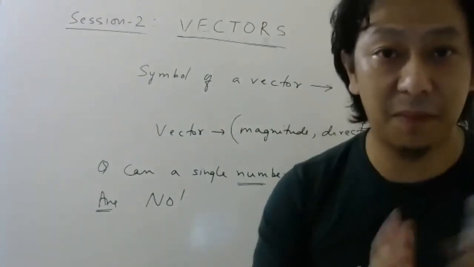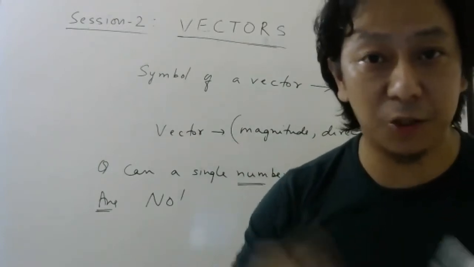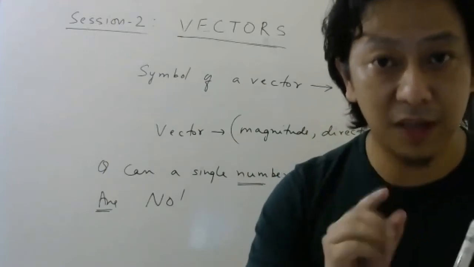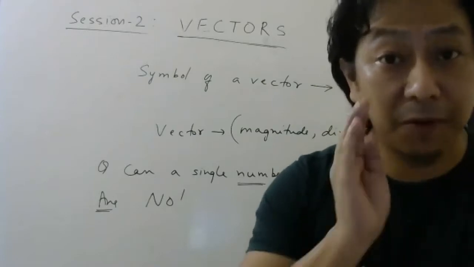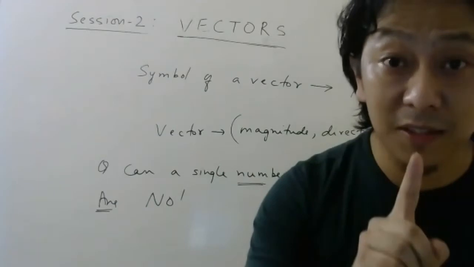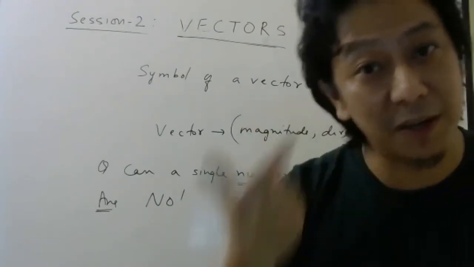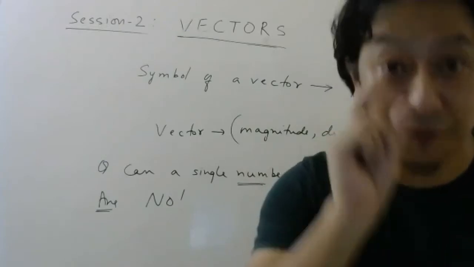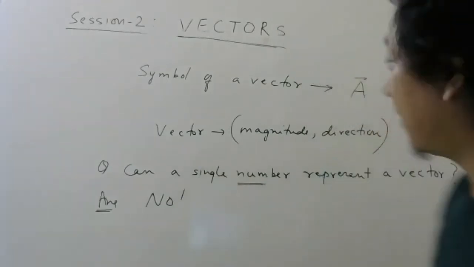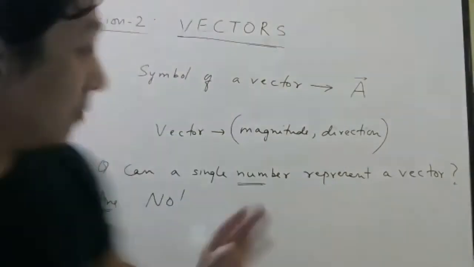Mass can be represented: mass is 10 kg, 60 kg, 40 kg. Temperature, 30 degrees Celsius, 25 degrees Celsius. So these can be represented by one number. These are scalar quantities. But vectors cannot be represented by one single number. Can I represent the magnitude of a vector by a single number? Yes, magnitude can be, but the vector cannot be. Why, sir? Because a vector requires two pieces of information, magnitude and direction. Understood or not? So keep this in your mind.